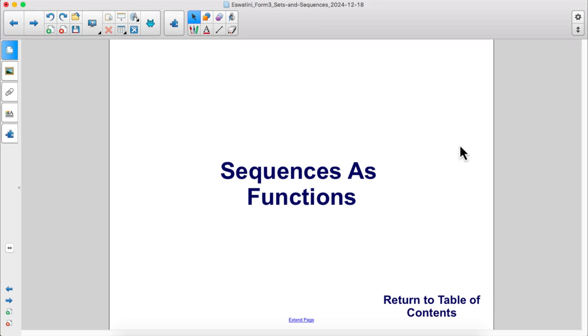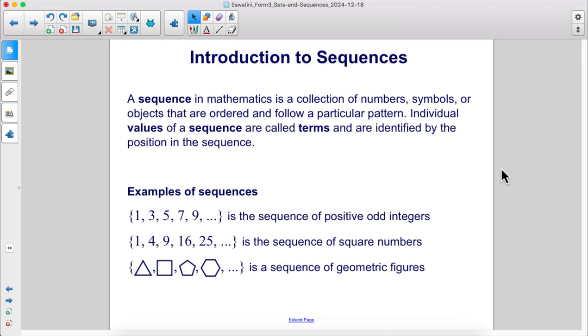Sequences as functions. A sequence in mathematics is a collection of numbers, symbols, or objects that are ordered and follow a particular pattern. Individual values of a sequence are called terms and are identified by the position in the sequence. Here are some examples of sequences.